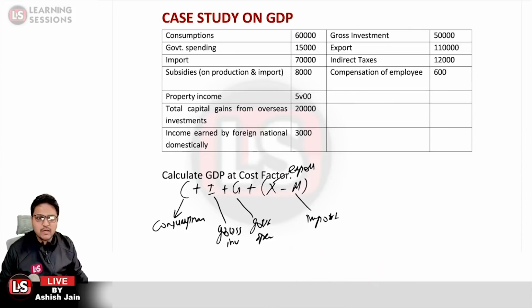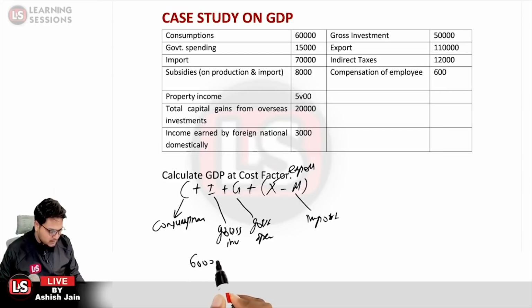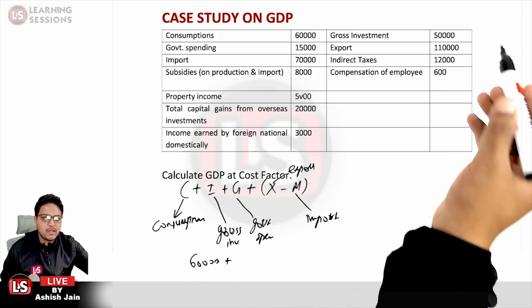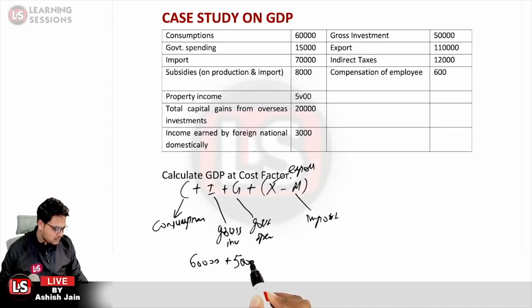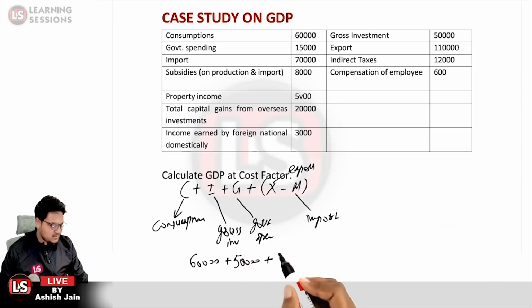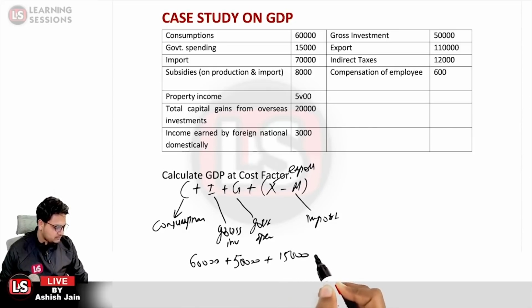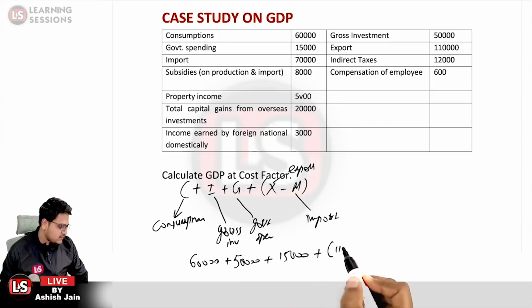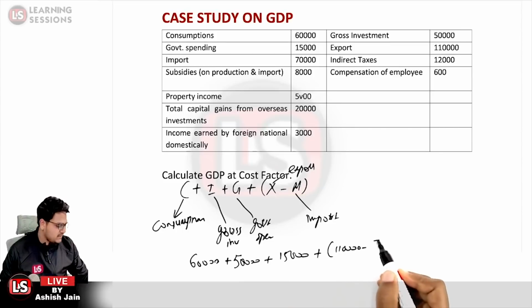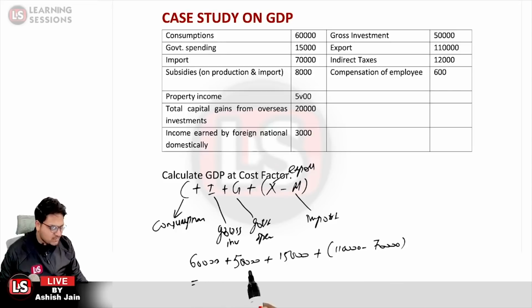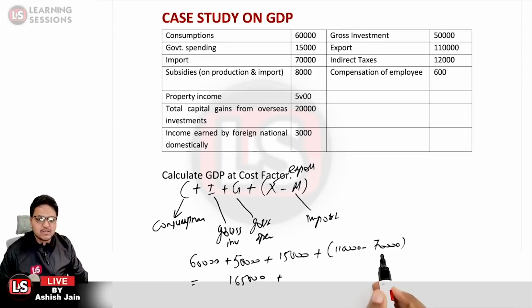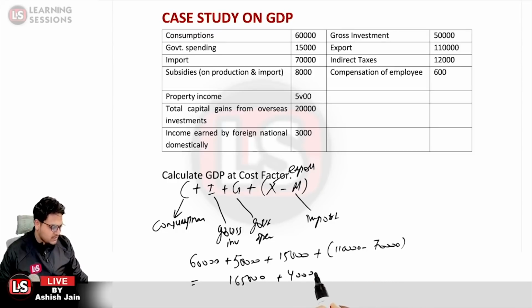So we are provided with the data over here. We will be just substituting the values. That is, C is given to be 60,000, and the investment is given to be 50,000. And after that, the government spending is given to be 15,000, plus exports are given to be 1,10,000, and imports are given to be 70,000. That is to be subtracted. Okay. So the answer would be 60,000 plus 50,000, 1,10,000 plus 15,000, 1,25,000, and plus 1,10,000 minus 70,000. So it is 40,000 over here.